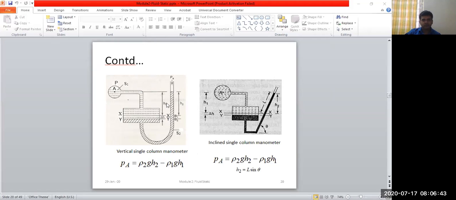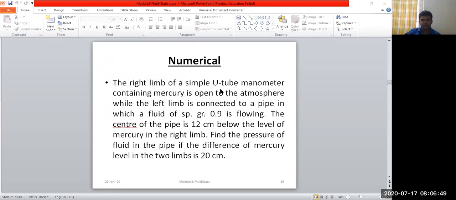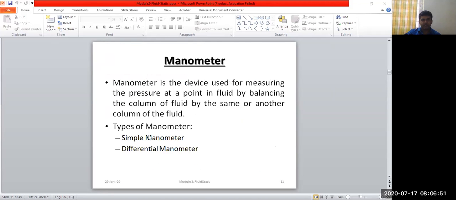Now we are coming to the differential manometer. You can see in the initial slide we have said these are the types of manometer: simple manometer and differential manometer. There are three forms of simple manometer: piezometer, U-tube manometer, and single column manometer.